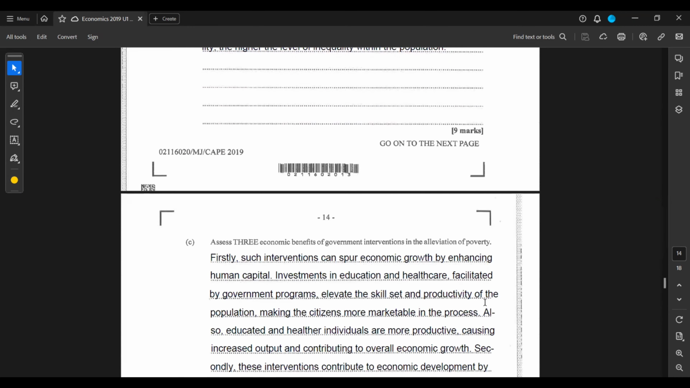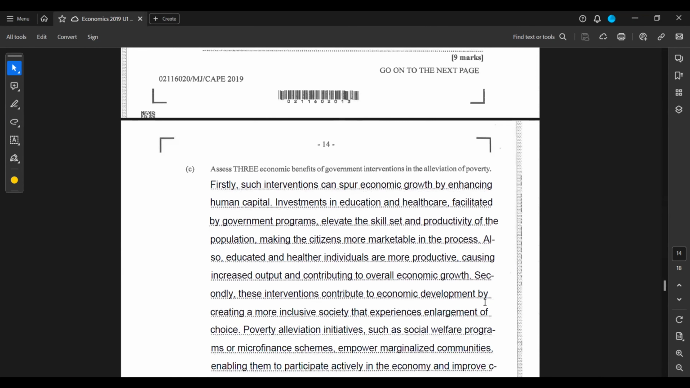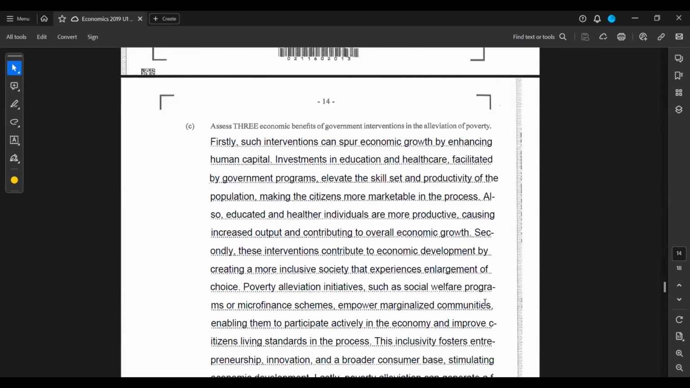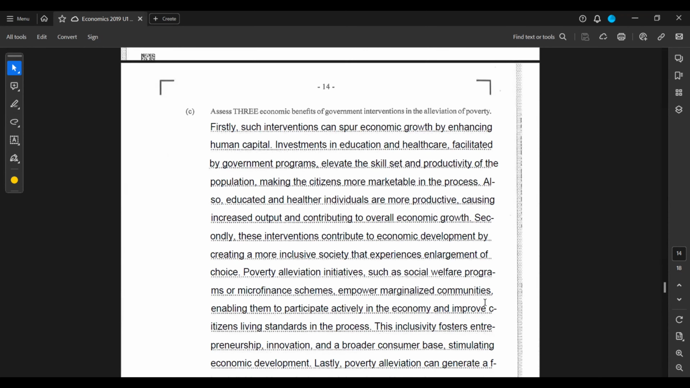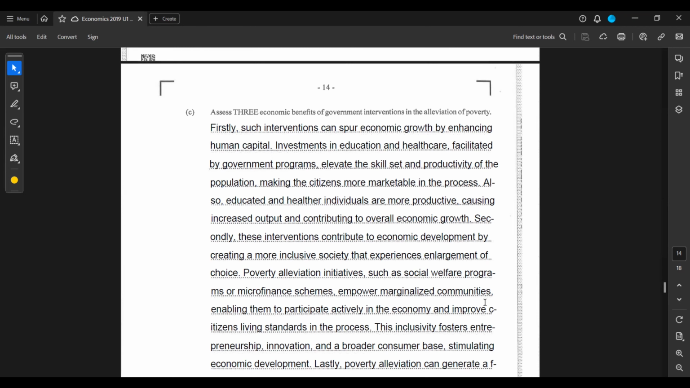And part C wants us to assess 3 economic benefits of government interventions in the alleviation of poverty. Firstly, such interventions can spur economic growth by enhancing human capital. Investment in education and healthcare, facilitated by government programs, elevates the skill set and productivity of the population, making citizens more marketable in the process. Also, educated and healthier individuals are more productive, causing increased output and contributing to overall economic growth.